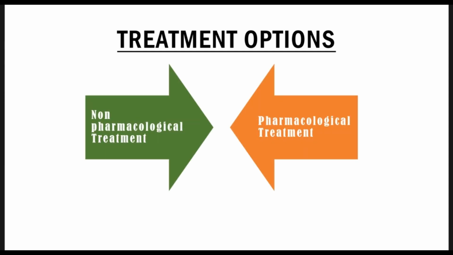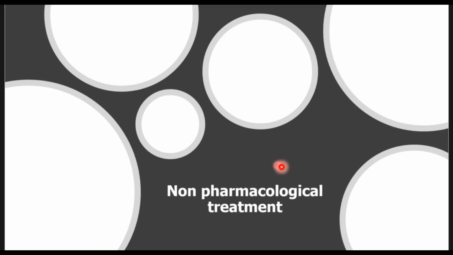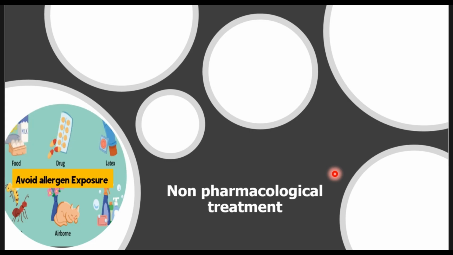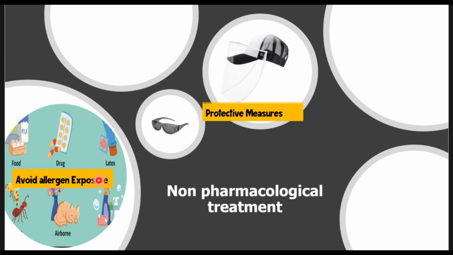So let us see what treatment options are available to treat VKC. We have non-pharmacological options and we have the pharmacological treatment. First, let's talk about the non-pharmacological option. Here, the first important thing is avoiding the allergen exposure. Make sure that the patient identifies a specific allergen and then tries to minimize the contact with that allergen. The allergen could be anything related to food. There could be drug allergy, latex allergy, allergy to insects, some pollens, airborne allergens, even pets, and even some cosmetics and detergents.